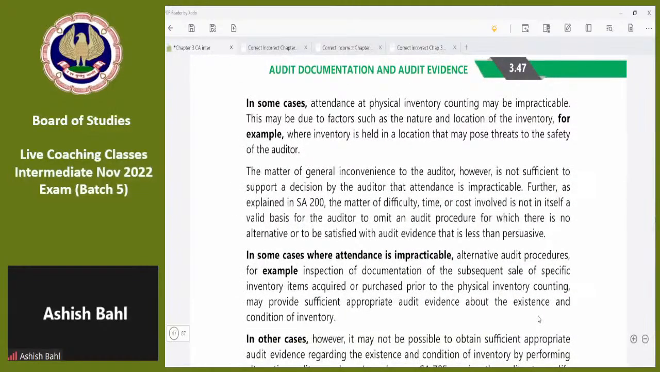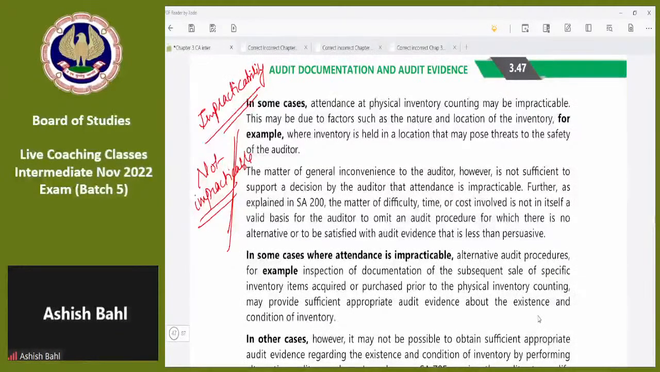So guys, one more thing you have to remember regarding this impracticability. You have to understand that every situation is not impracticable. The auditor cannot say that the location where inventories are stored is far off, or it is difficult to go there, or it takes 2 days from the company's head office to go there, so he will not attend the physical inventory counting procedure there.